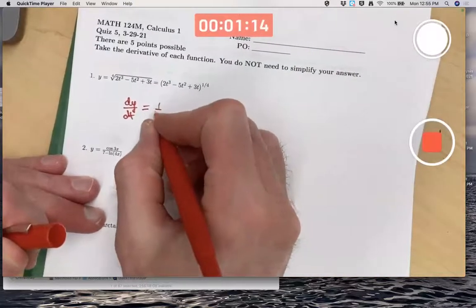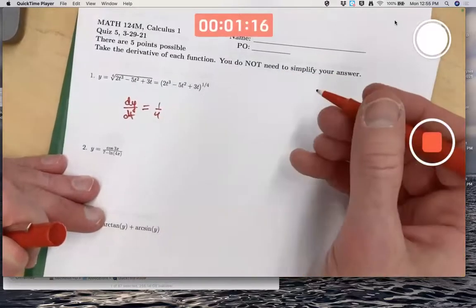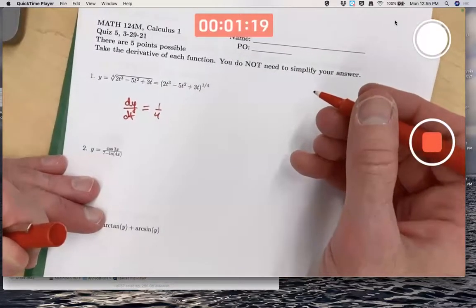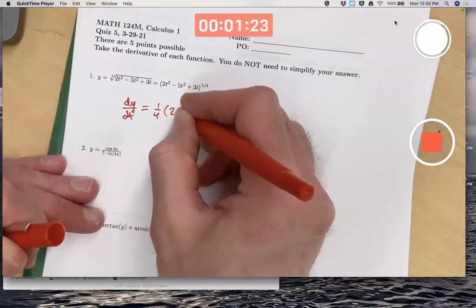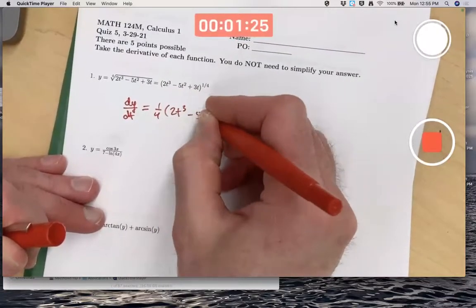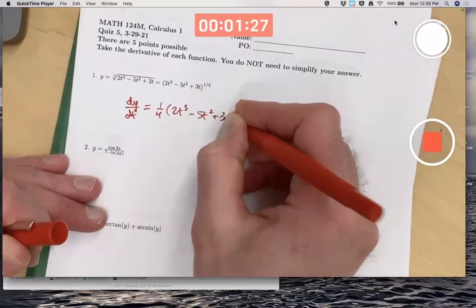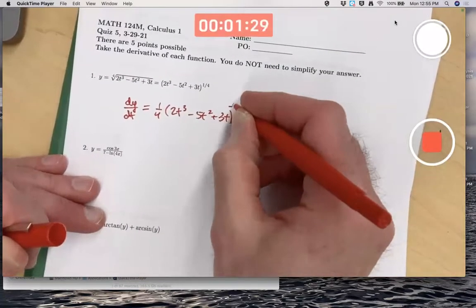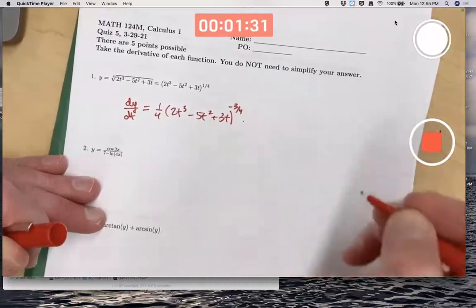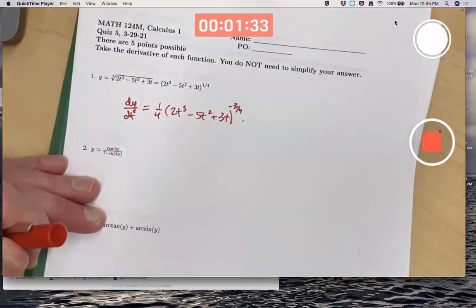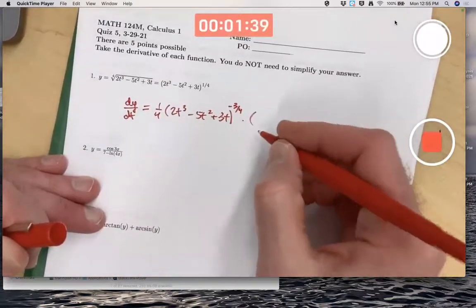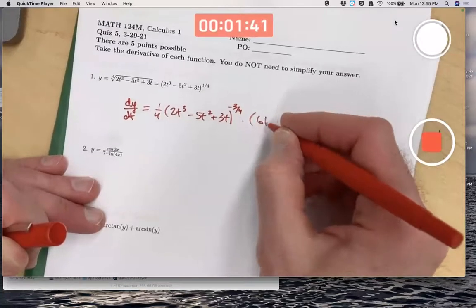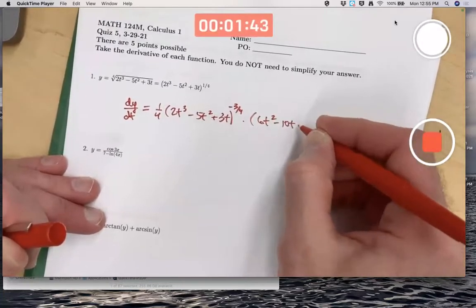So you bring down the 1/4 and you raise it to the 1/4 minus 1 power, which would be negative 3/4. The thing you raise to that power is whatever's inside the parentheses: 2t cubed minus 5t squared plus 3t. 1/4 minus 1 again is negative 3/4. Times, the chain rule says, do an extra step, multiply by the derivative of the inside function. So the derivative of the inside function there, you must use parentheses, is 6t squared minus 10t plus 3.